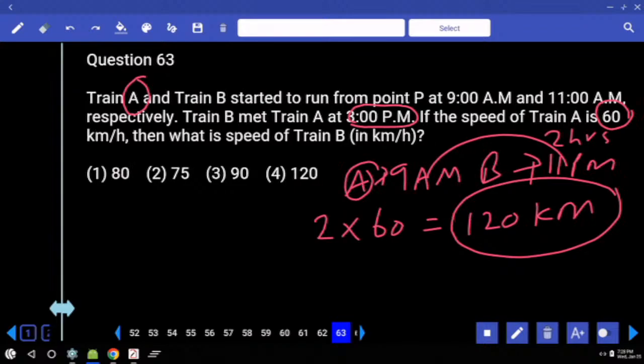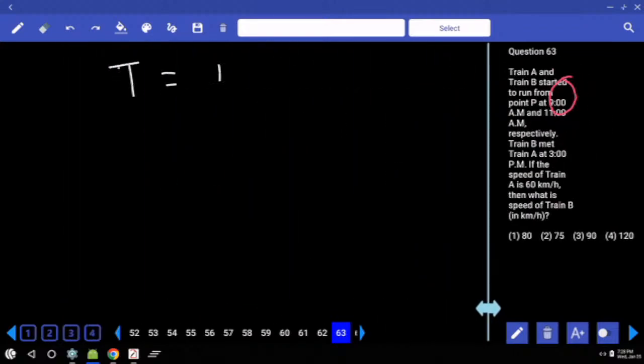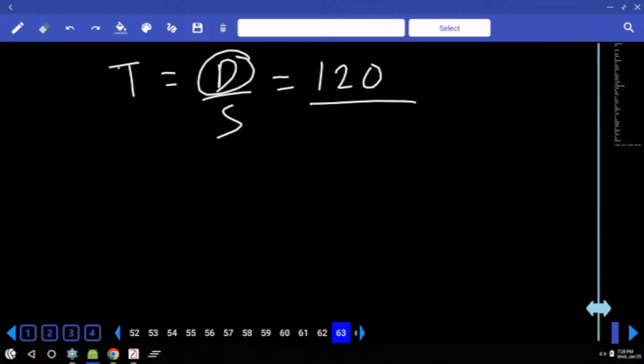4 hours. సో టైమ్ ఈజ్ ఈక్వల్స్ టు distance by speed. How much distance train B has to make up? 120. And రెండు relative speeds, same direction కాబట్టి minus. Which train is having more speed, B or A? It should be B only, because B has to catch A, అంటే x minus 30. What is the time here? 4 hours. Yes or no?